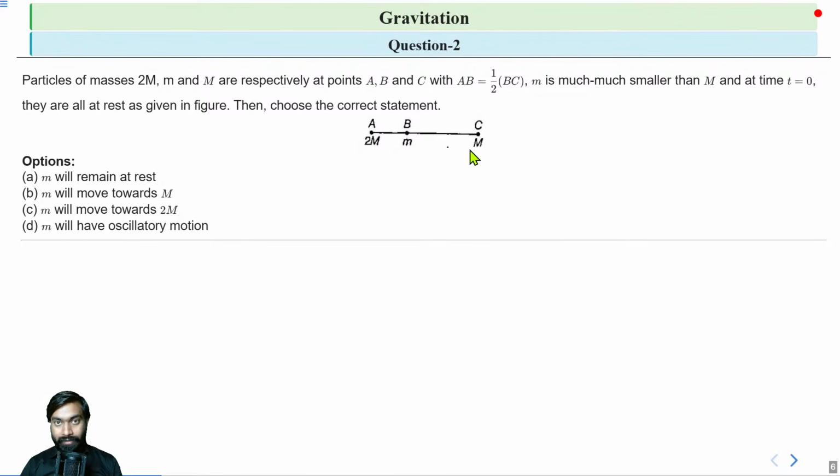Now the important point here is that small m is much smaller than capital M, and at time t equal to 0 they are all at rest as given in the figure. Then choose the correct statement. Option A, m will remain at rest. Option B, m will move towards the capital M. Option C, m will move towards 2 into capital M. And option D, m will have oscillatory motion. So which option is correct? Think about it and please try to solve this question, everyone.